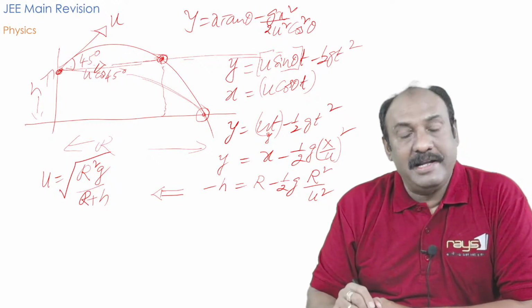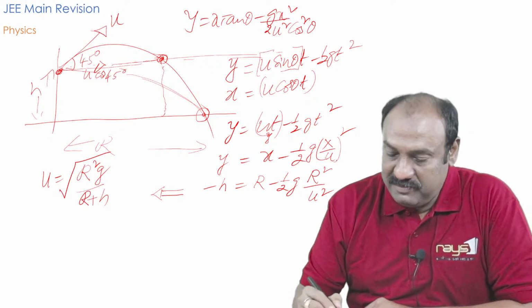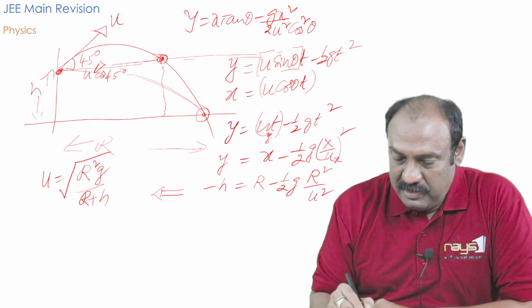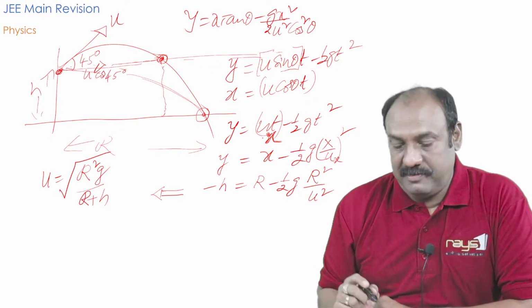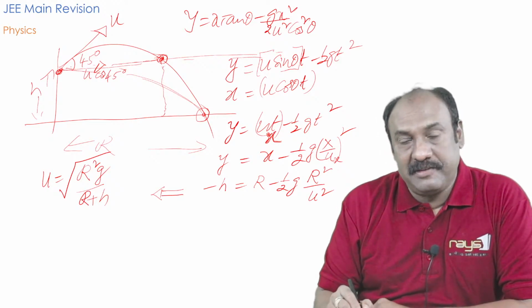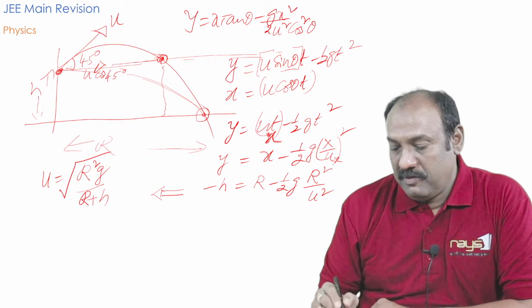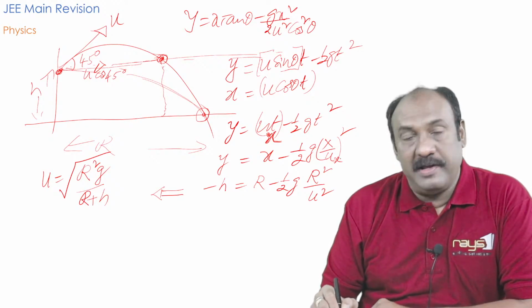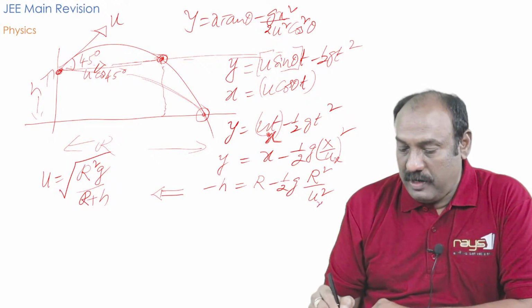But here, what is the vertical displacement of the body after t seconds when it is projected with the velocity? It is also in the horizontal direction. So the horizontal velocity component is ux. The horizontal velocity component ux into t will give the horizontal displacement. Here ux is u cos 45.